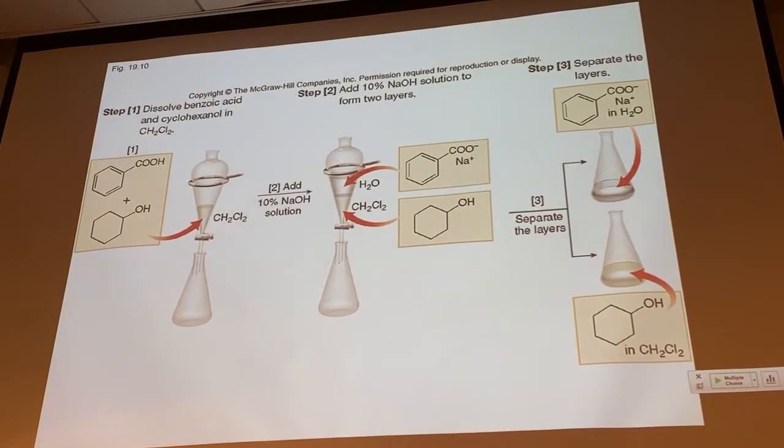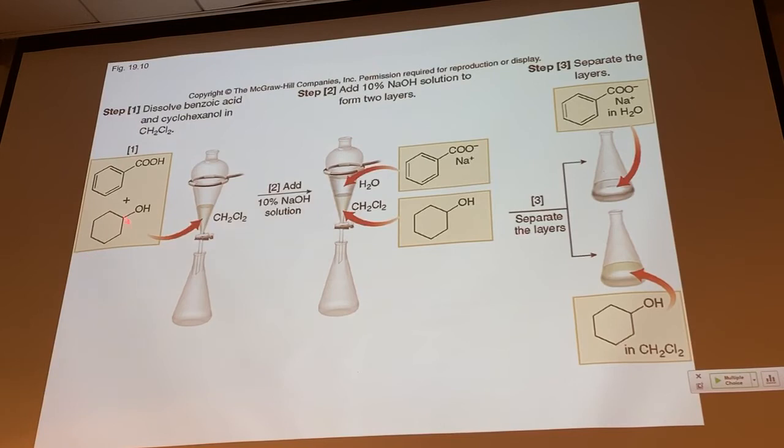So the way you can use your separatory funnel, as well as acid-base properties, to separate organic compounds is shown on this figure. Okay? So here we're separating benzoic acid from cyclohexanol. They're both polar organic molecules. They'll dissolve in a polar solvent, dichloromethane. Are these molecules going to be water soluble?